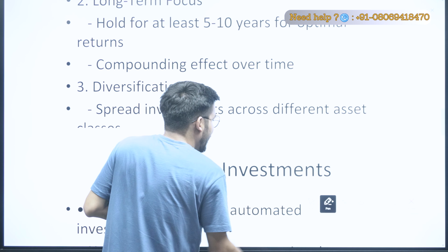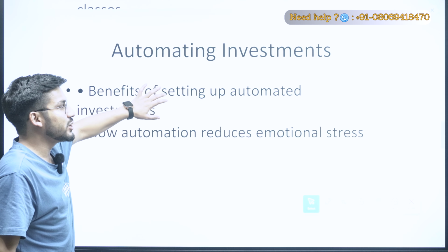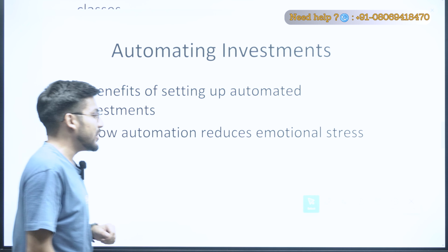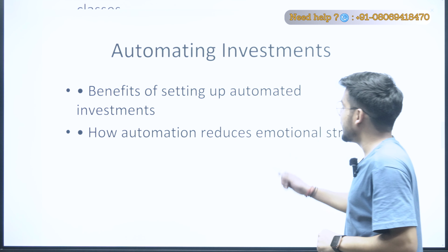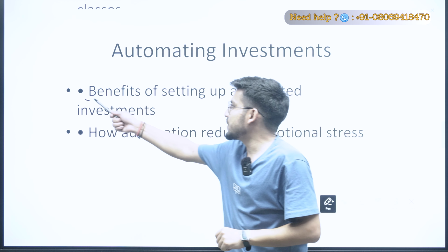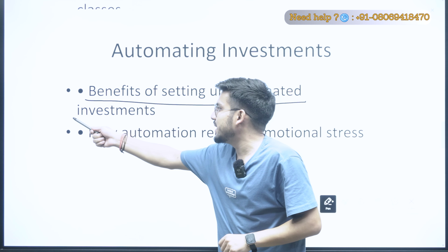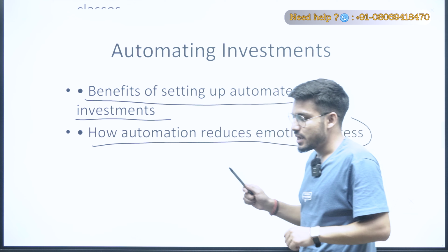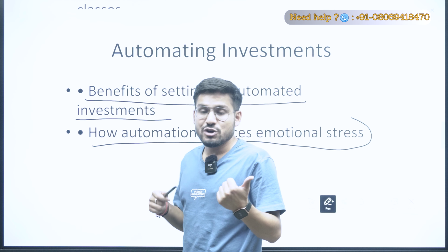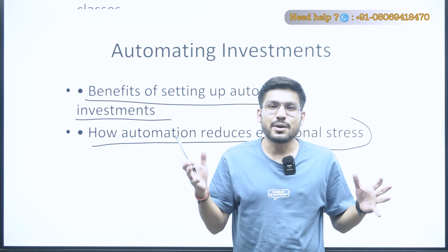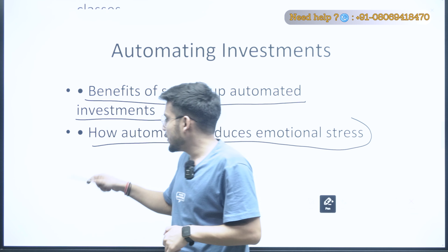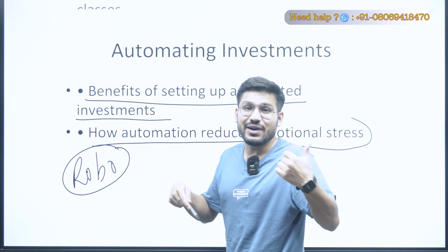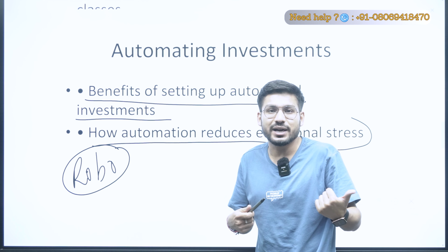Then we have one important thing that is not used by many investors, that is automating investment. Now when you are going for automating investment, how will it help you? First of all, the benefits of setting up automated investments and how automation reduces emotional stress. You will not be able to analyze the whole market by yourself, so if you have a robo advisor that is automated, it will advise you at which time what is happening in the market.